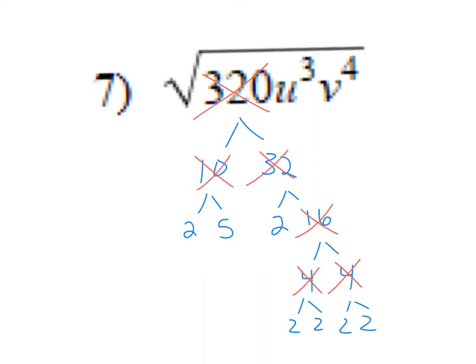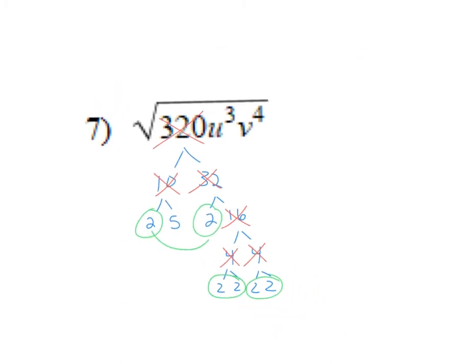All right, and let's see here. What do we have? We have a pair of 2s, and another pair of 2s. All right, so 2 times 2 times 2 is 8 on the outside. Now I have this poor little 5 left over on the inside, so I'm going to put a 5 on the inside. Now let's take a look at our variables. We've got 3 u's, so I pair up one pair and move it out, and then this poor little inside guy that doesn't have a buddy, he has to stay in there.